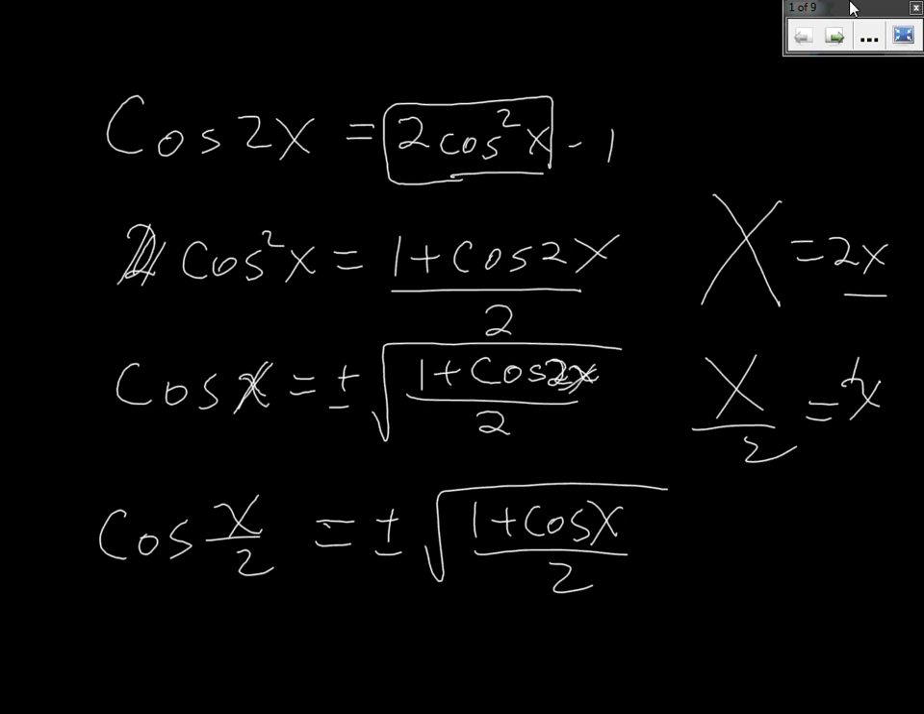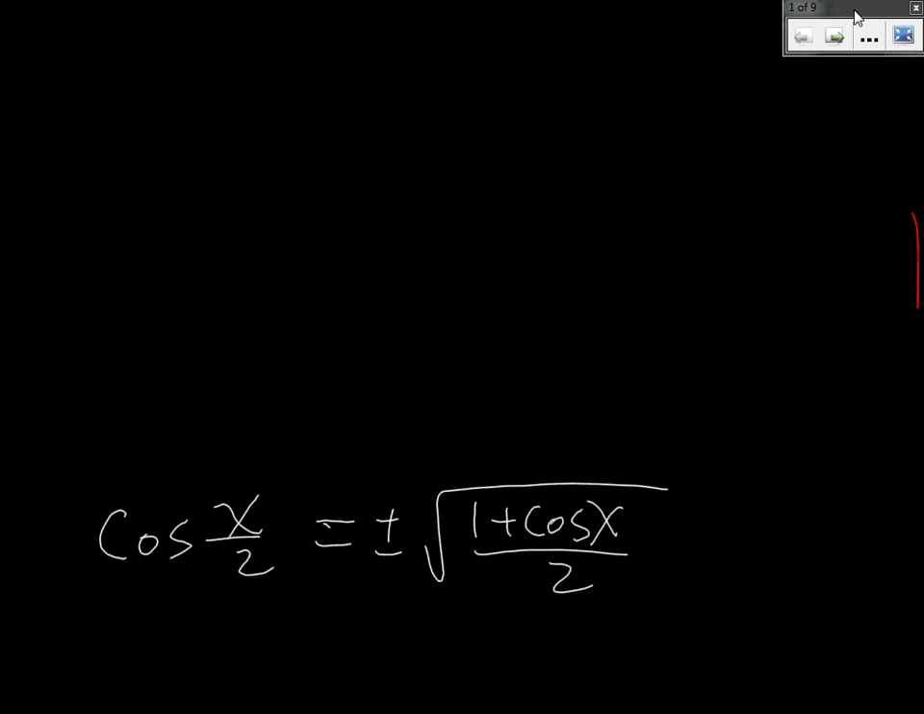And here's my half angle formula. Basically, I just divided the angles by 2. You're allowed to do that. Why? Because it's just a renaming. That's that one. How about we keep that one?